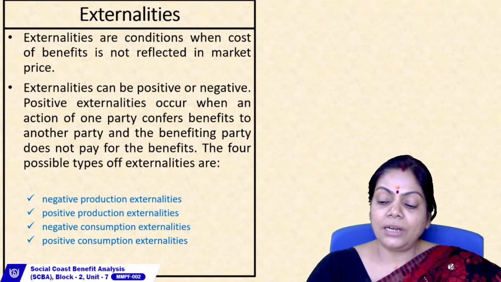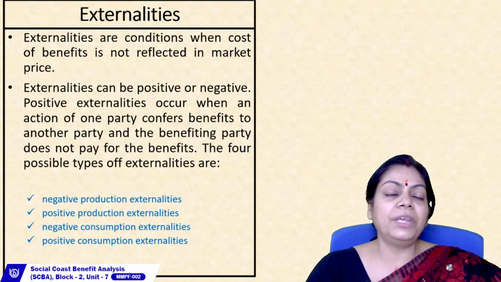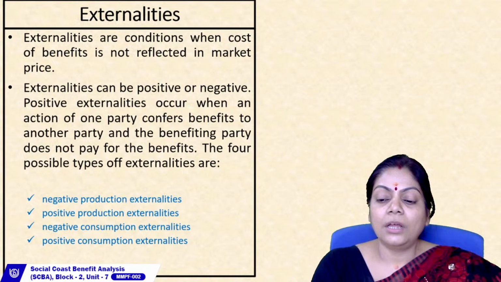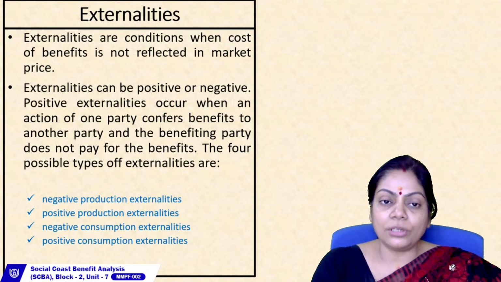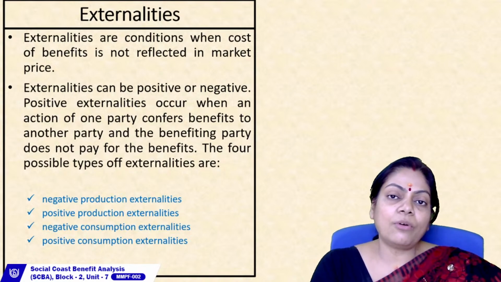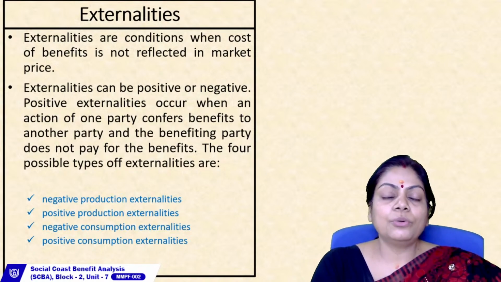For example, suppose you're talking about beekeeping. Beekeeping helps the pollination across the area. Wherever you have bee culture, the pollination around the total area will improve.